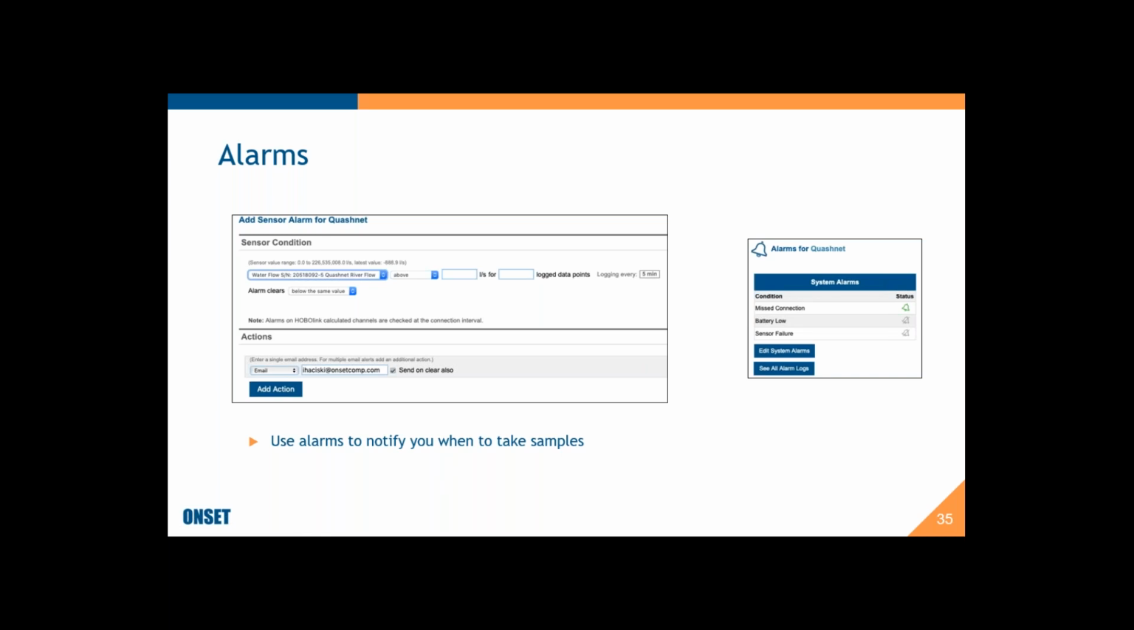We also have the capability to generate what we call system level alarms, because, especially if it's a mission critical sort of application, you want to know if your system's down. So if it's missing connections or the battery's low, you want to set up these system alarms so you'd be notified in the event that those conditions happen.